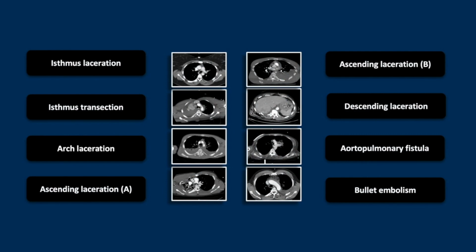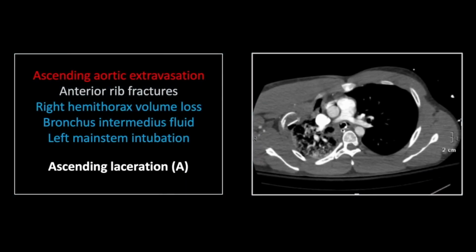Our next case is of an ascending aortic laceration. You see it here, contrast extravasation on the anterior aspect of the ascending aorta with adjacent mediastinal density. In addition, there are multiple rib fractures, there is pronounced volume loss and consolidation of the right lung, there is fluid within the bronchus intermedius, and you see the tip of an endotracheal tube in the left mainstem bronchus.